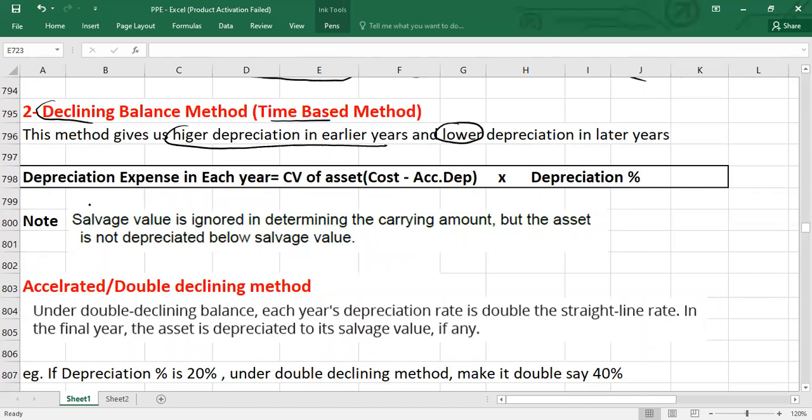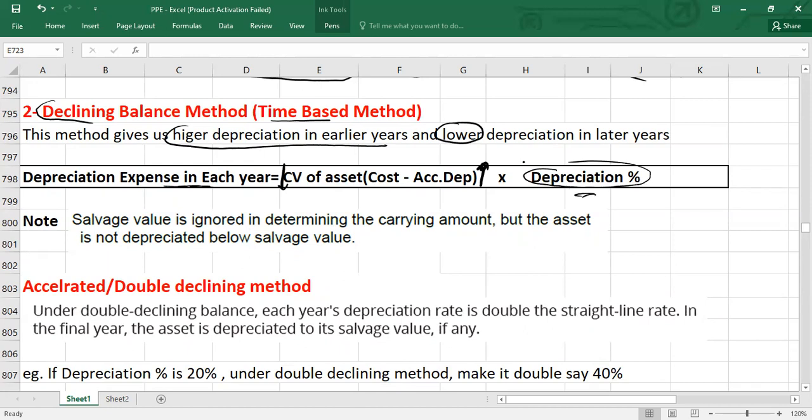So here, how will you calculate the depreciation expense in each year? You need the carrying value of the asset. This is the only method where we use the carrying value of the asset to depreciate, not the depreciable base. And the carrying value of the asset you calculate as cost of asset minus accumulated depreciation. This gives you the carrying value, multiplied by the depreciation percentage. This is how you will get the depreciation expense in each year. Over the years, your accumulated depreciation will go up, which will reduce the carrying value of the asset. If you multiply the carrying value of the asset with the depreciation rate, your depreciation expense will also reduce over the years.